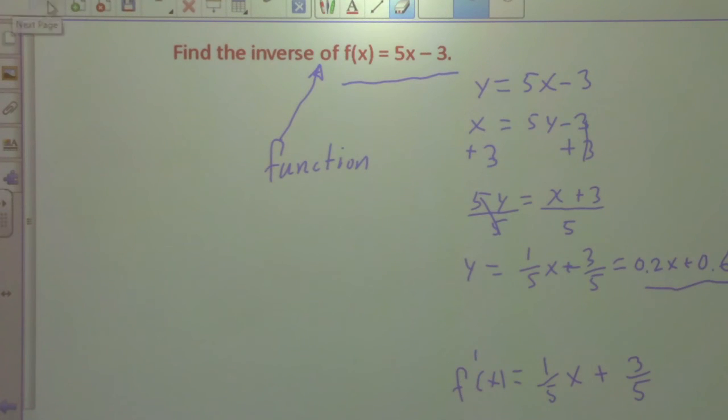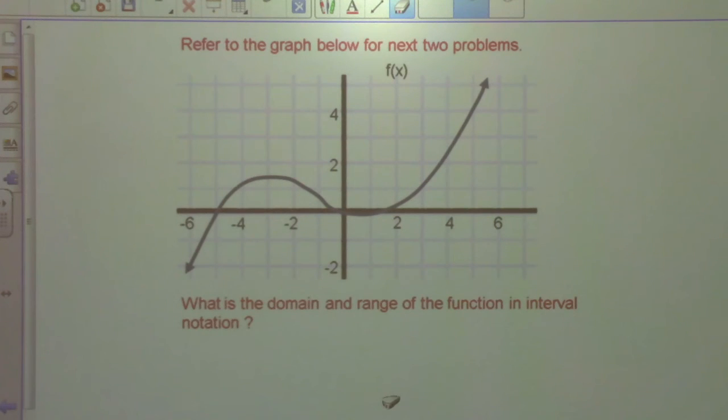Let's go on to the next one here. We refer to the graph below for the next two problems. What is the domain and range of the function in interval notation here?